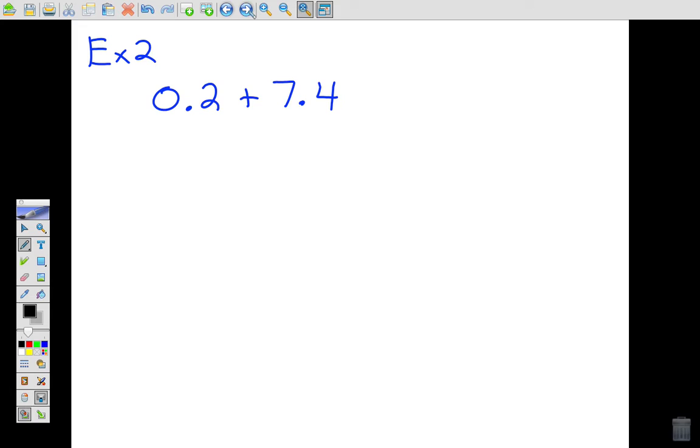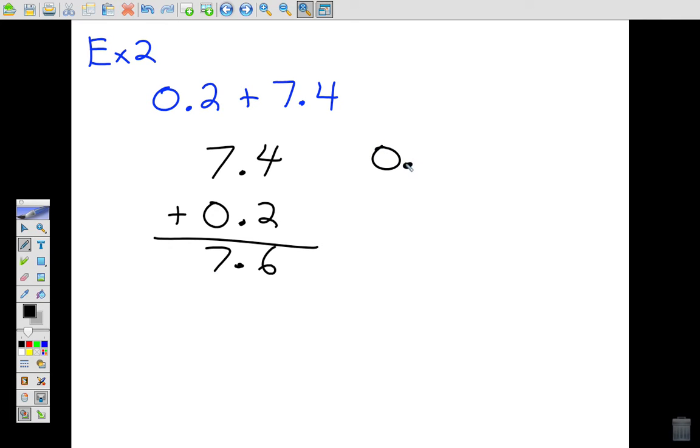Let's take a look at example 2. Now here I have 2 decimals, which is more or less a review of the last section. So I have 7.4, I line up the 0.2, I line up the decimal points like that, and I get 7.6. Now you could also line them up like this, 0.2 plus 7.4, and you get the same answer, right? Because the order you add numbers doesn't make a difference.